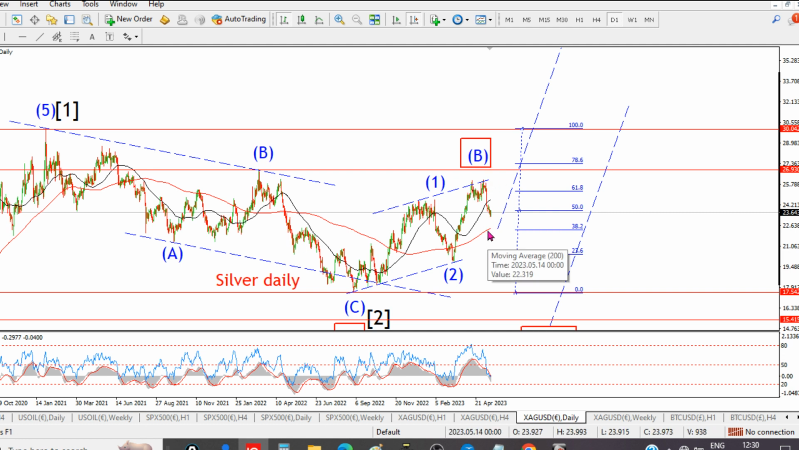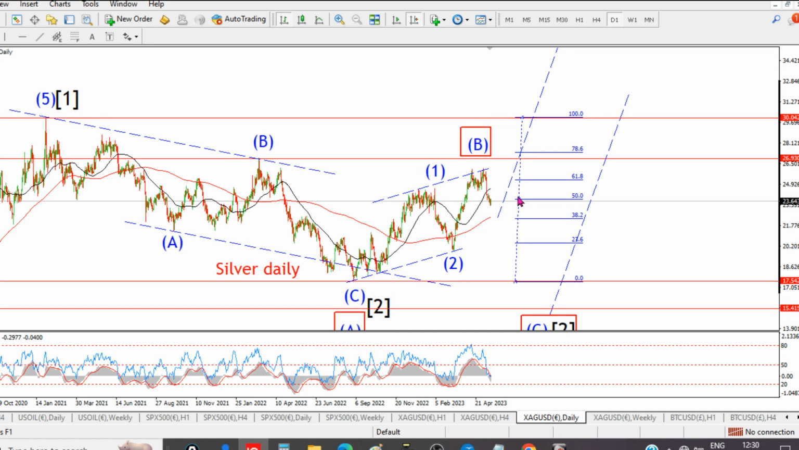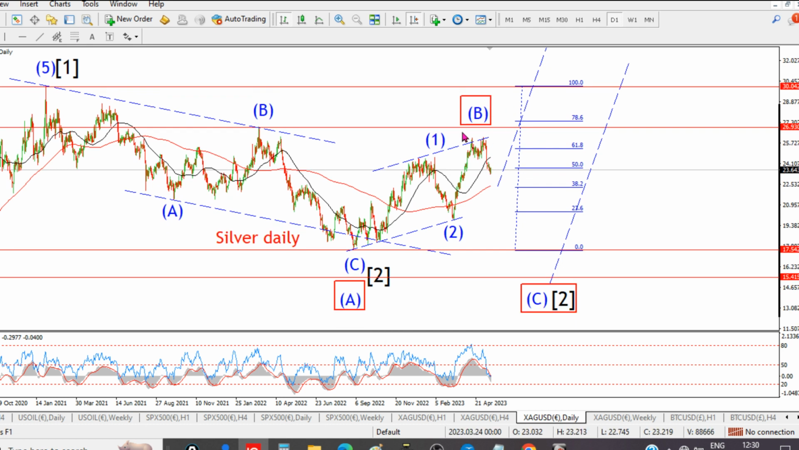So in terms of an alternate view here, I think we should look at this. This could be 3 down in wave A. This could be 3 up in wave B. And this could be the beginning of a 5-wave decline in wave C. If that's the case, then I think we're probably heading down towards $15 again, maybe even lower, maybe 14. Now this is not even my preferred alternate count. This is probably the second preferred count, but it's not unlikely.